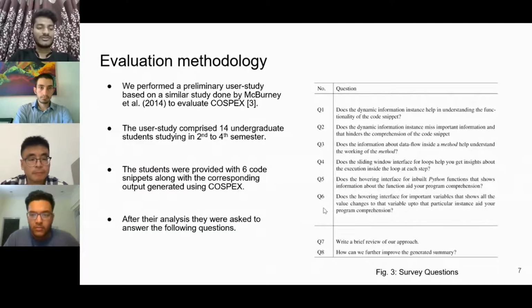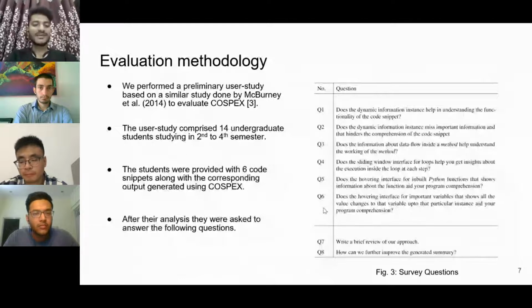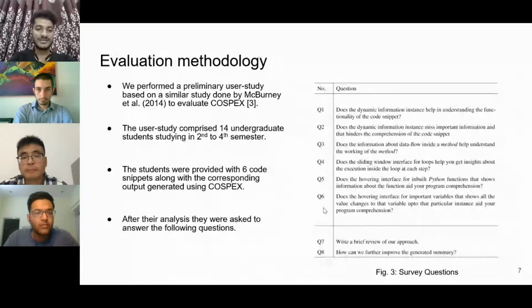Coming to the evaluation methodology, we performed a preliminary user story with 14 undergraduate students studying in their second to fourth semester in the computer science and engineering department. So the students here were provided with 6 code snippets with varying complexity and their corresponding outputs generated by our tool. And then the participants were navigated to a survey where they were asked certain questions which interpreted their understanding of the program and also tested the feasibility and effectiveness of our tool.